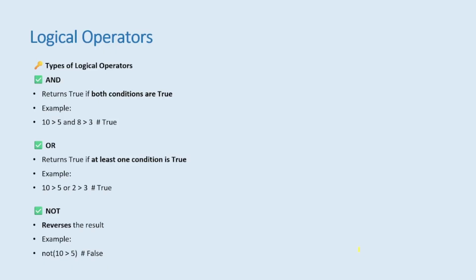So, what are logical operators? Logical operators are used to combine multiple conditions. The result is always true or false. There are three main logical operators in Python: and, or, and not. Think of them as decision makers. Let us see each of the logical operators in detail.